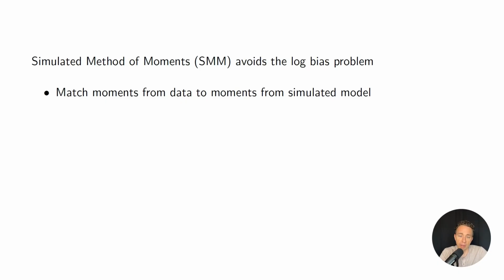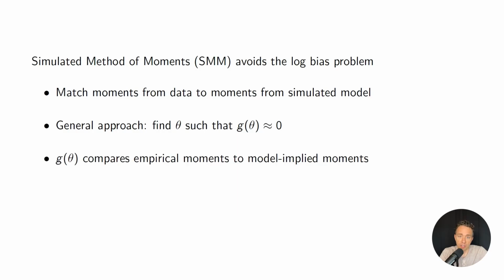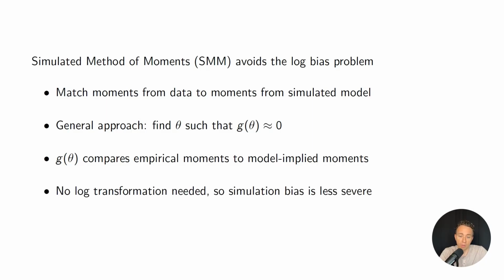What we're trying to do is match moments of data with moments from a simulated model. And so we want to find the theta that equates those two or gets them as close to zero as possible if we're taking the difference between them. And basically this g function, we're going to modify so that it compares the actual moments in the data with the same moments from the model. We don't have to do any log transformation because of what I said. We're just comparing d and p. We're not comparing d and log p. So we're not going to have a simulation bias in this case.